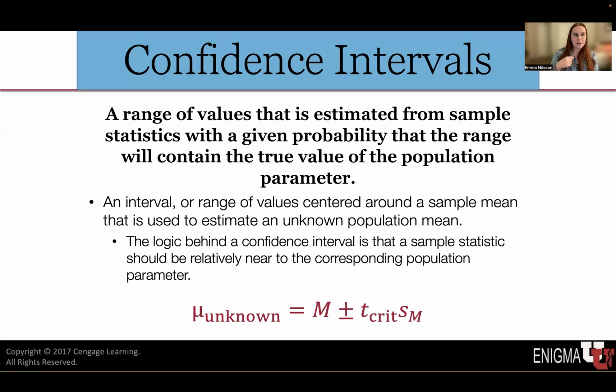Now we're going to see how to actually use them and report them by using them to estimate this unknown population mean that we have when we have a t-test. We report it as such. This is the formula. We say that the unknown mean of our population is going to be our sample mean plus or minus our t-critical value times our estimated standard error. Cool.